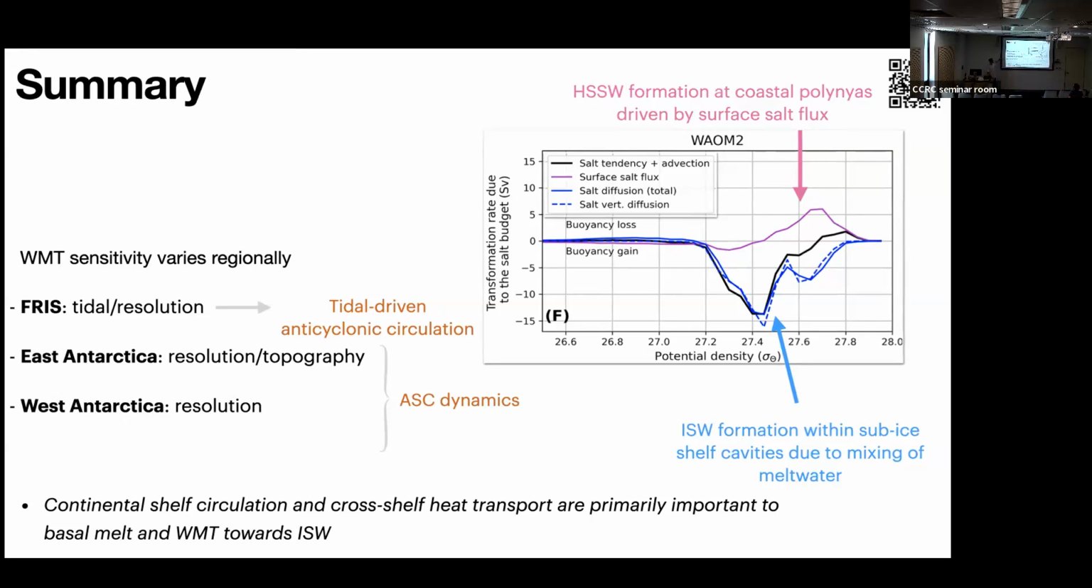And pretty much the sensitivity of this, I just tried to summarize it, but you have this tidal driven anticyclonic circulation controlling the heat access to the Filchner-Ronne cavity. It depends especially on the tidal forcing, but it's also dependent on the resolution. And East and West Antarctica is more about the resolution and the slope current dynamics.